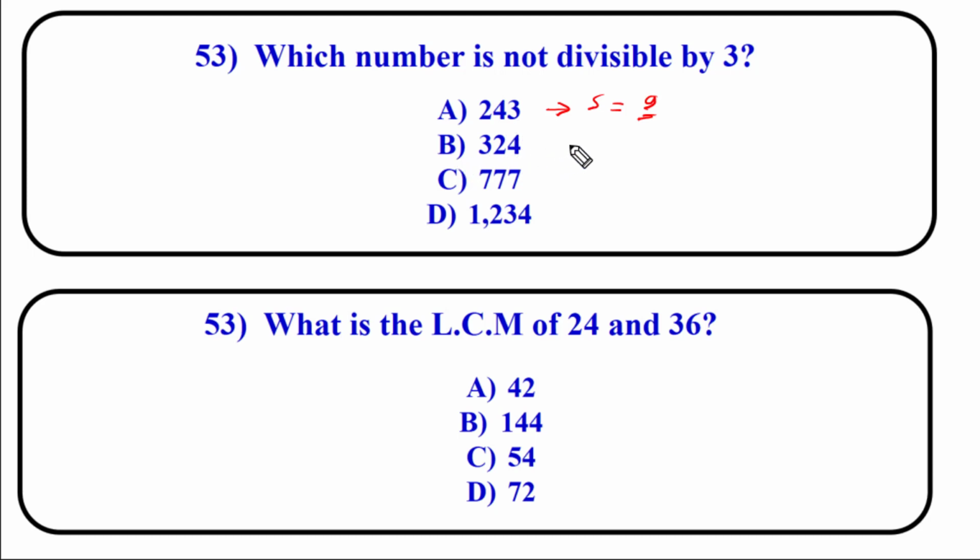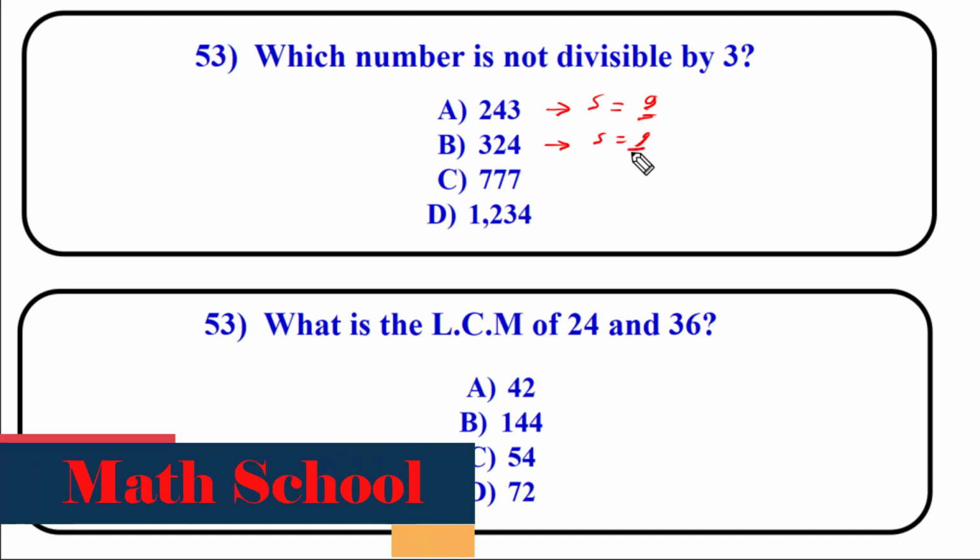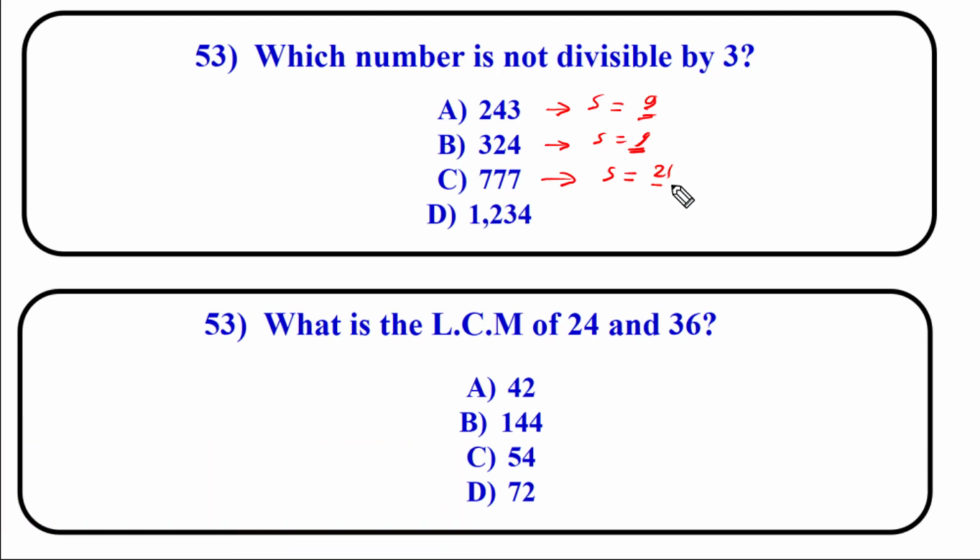Number B, 324. The sum of its digits equals 9 again, so this number is divisible by 3. Next, 777. The sum of its digits equals 7 times 3 equals 21, and 21 is divisible by 3 equals what, guys? Equals 7. So this number 777 is divisible by 3. Look at the last one here. To find the sum of its digits, we will add 1 plus 2 plus 3 plus 4 equals what, guys? Yes, equals 10. 10 is not divisible by 3, so this number is not divisible by 3. So which number here is not divisible by 3? The correct answer is 1234.